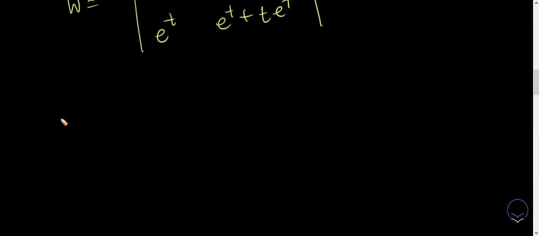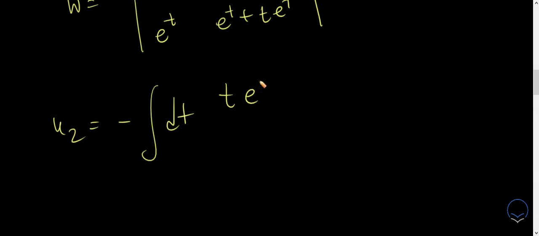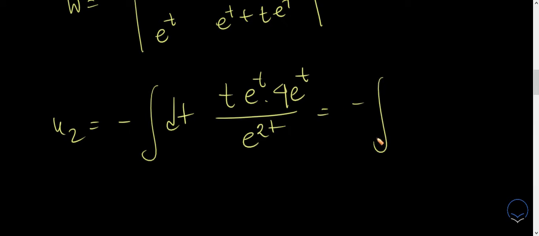Now u2 will be minus dt. Our y2 was t e to the power t, and our f was 4 e to the power t, divided by e to the power 2t. So this is just minus dt. There is a 4, so let's bring this 4 over here. Let me readjust the place of the minus sign.